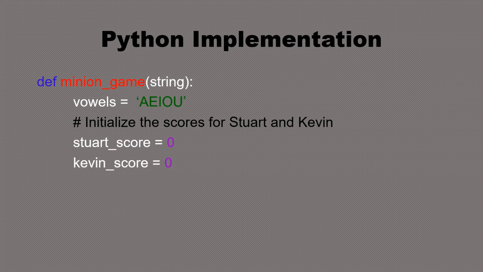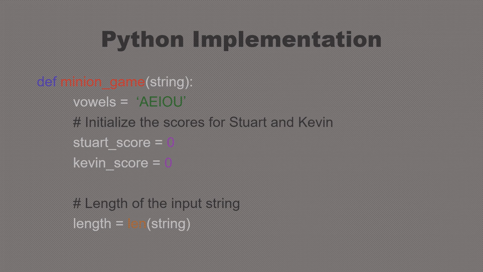Now we initialize another variable, length, to store the length of the string. This is also very important because initializing a length variable to store the length of the string enhances efficiency by avoiding recalculation each time it's needed. Now we use a for loop to iterate through each character in the string and calculate the points for both players based on the starting character of substrings.